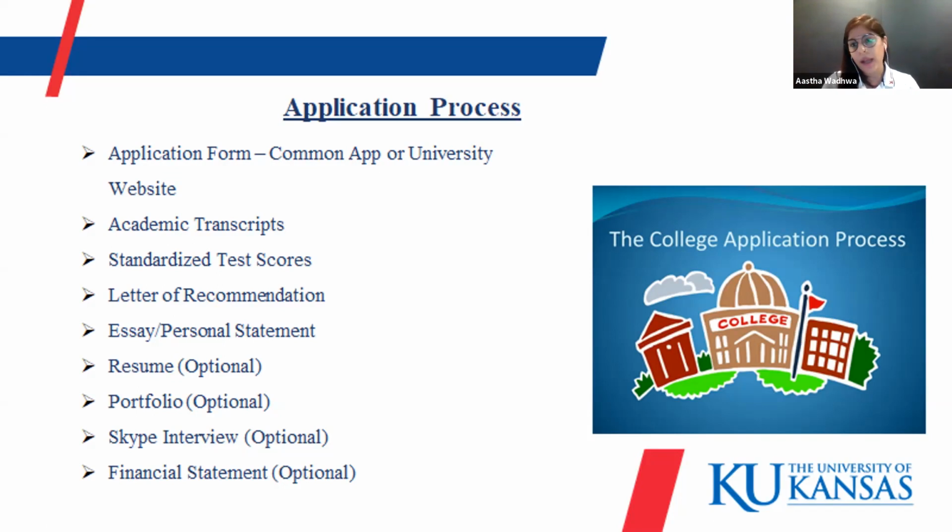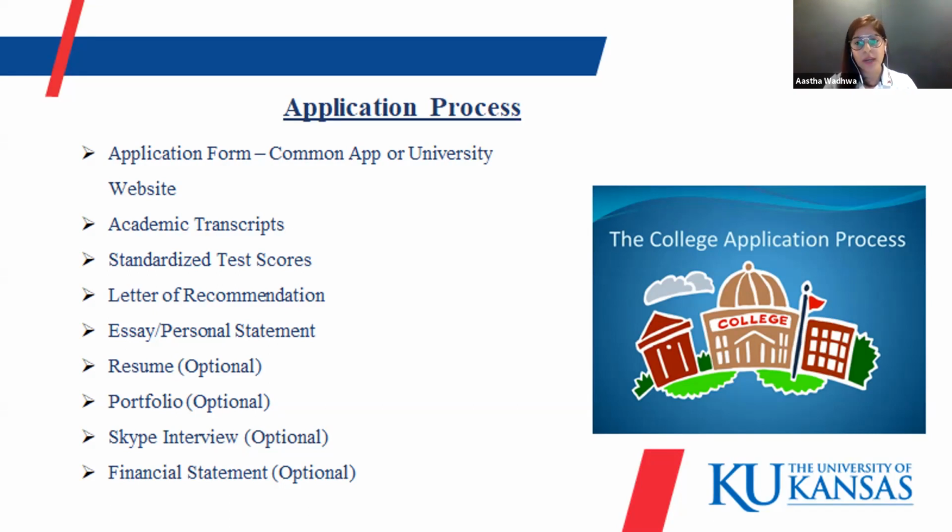How can you start with your application form? There are two options. You can either apply through Common App or the university website. Common App is very popular among students because most of the universities are listed on Common App. You can apply to multiple universities and you don't have to submit your basic information again and again. That is why a lot of students prefer to apply through Common App. Having said so, there are various universities which are not on Common App, so for them, you may have to apply directly from their website.